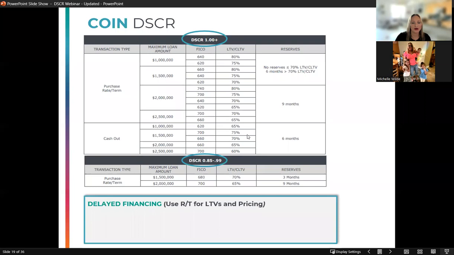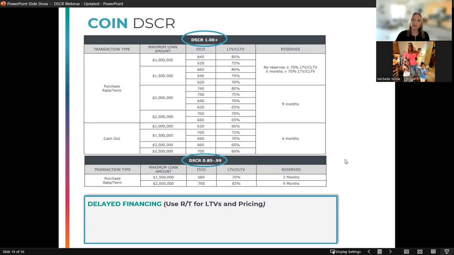I also want to point out that something unique about DSCR loans is the delayed financing is actually treated as a rate and term. So you may say, what is delayed financing? That is when somebody purchases a home in cash without financing, and then maybe they just need to close fast, so they close in cash, but then after closing they want to turn around and recoup some of those funds. That is called delayed financing.